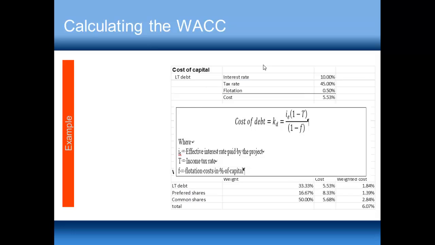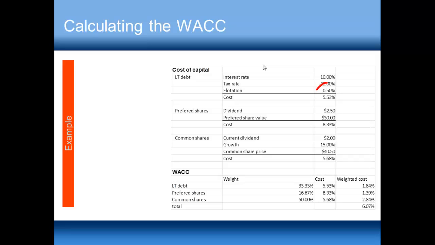So the cost of debt, the interest rate, we saw up there 10% was our interest rate, 45% is the tax rate. Flotation cost was estimated at 0.5%. So the cost of capital, what we would do here, 10% multiplied by 1 less 45 divided by 1 less 0.005. And if you've calculated all that, you'll notice that the cost of this capital source is 5.53%. That's what we're showing up here.